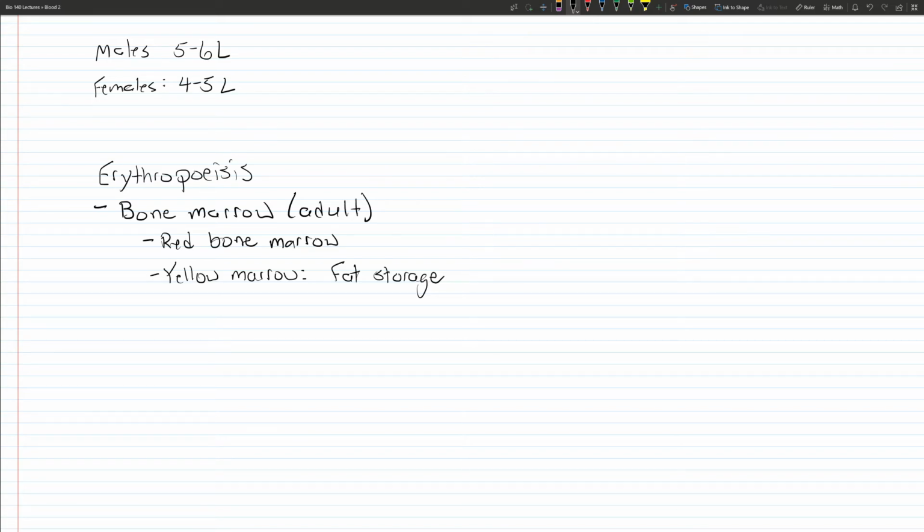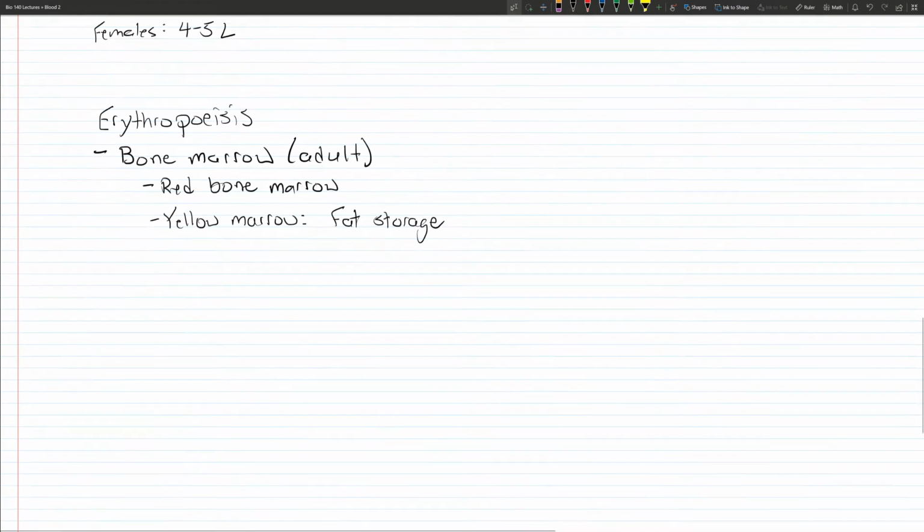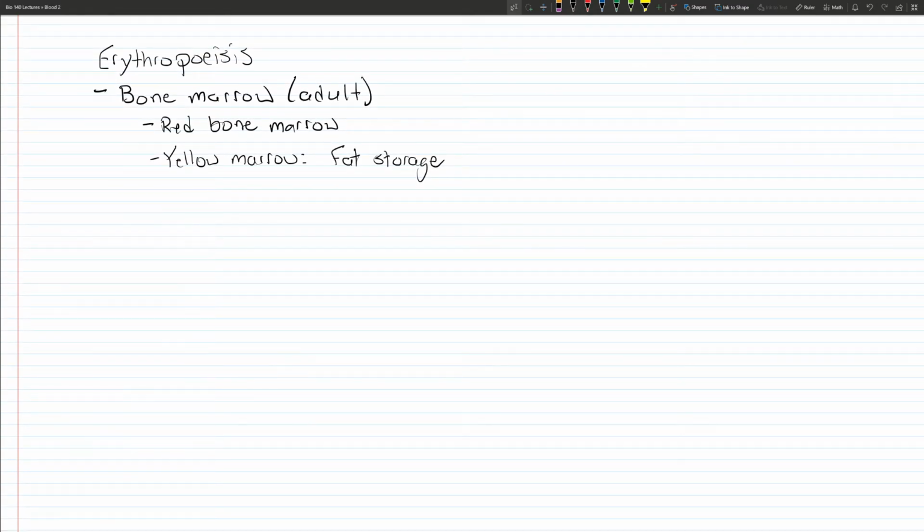And then the last thing about erythropoiesis is every single blood cell, every red blood cell, every white blood cell, and every platelet comes from a single cell. And it is called a hemocytoblast. Yes, it's a big word, but hemocytoblast.